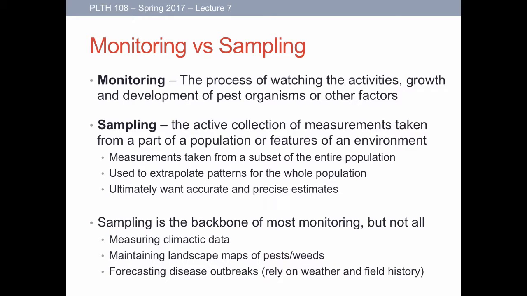So ultimately, sampling is the backbone of monitoring. When you're talking about monitoring, mostly what you're doing is you're sampling, you're collecting data, but it should be noted that there are certain things that aren't necessarily sampling. We do have a few things that are real-time, like climatic data. You can get climatic data that's continuous across the entire day, maintaining sort of landscape maps of where pests and weeds show up. That's not necessarily sampling. They kind of fall out into different patterns.